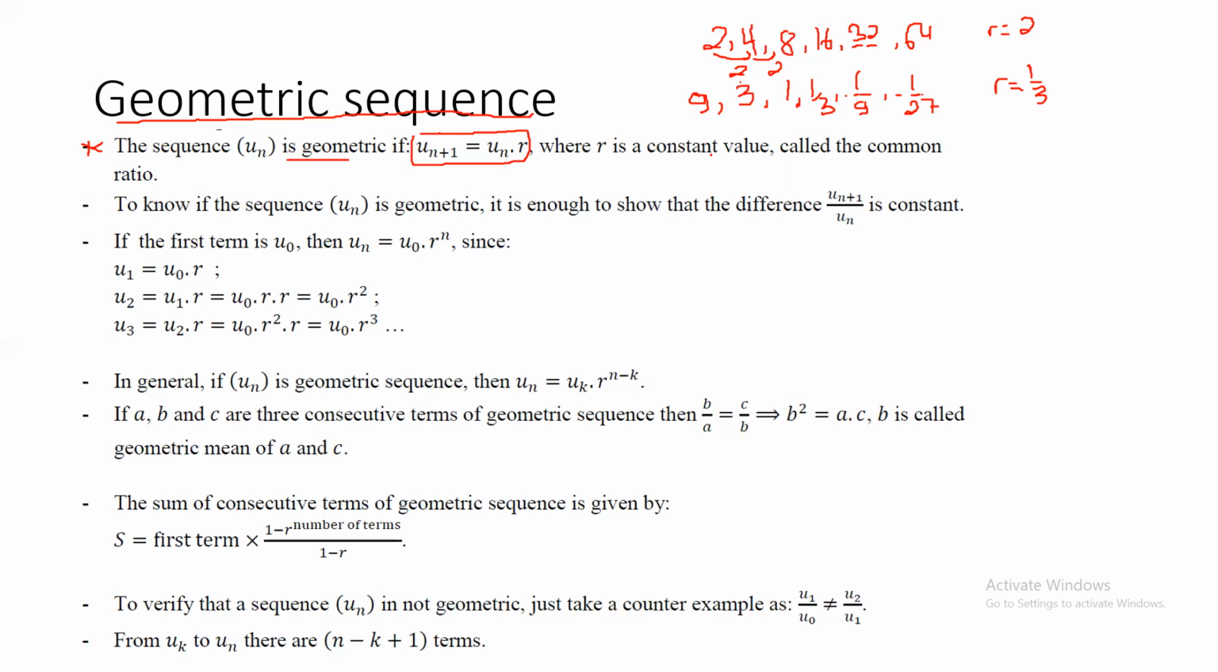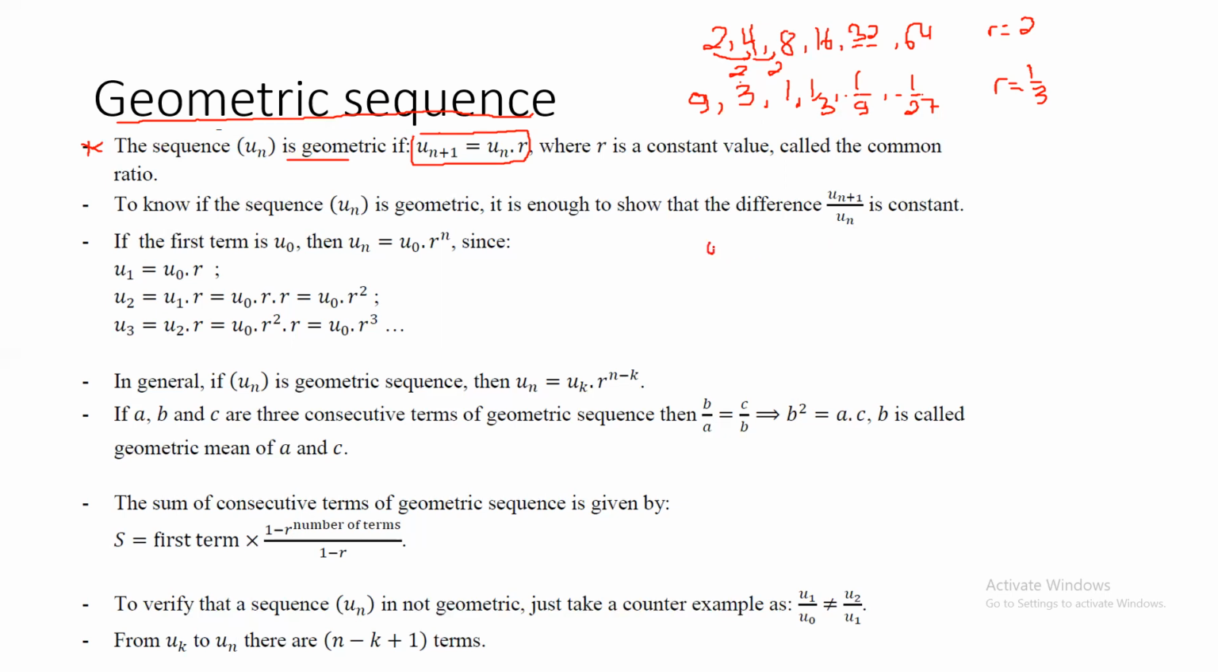It means here that UN plus 1 equals UN times R. Like 8 equals 4 times 2, 16 equals the preceding times 2, 32 equals 16 times 2. He says UN plus 1, so if UN is 8, we do plus 1.